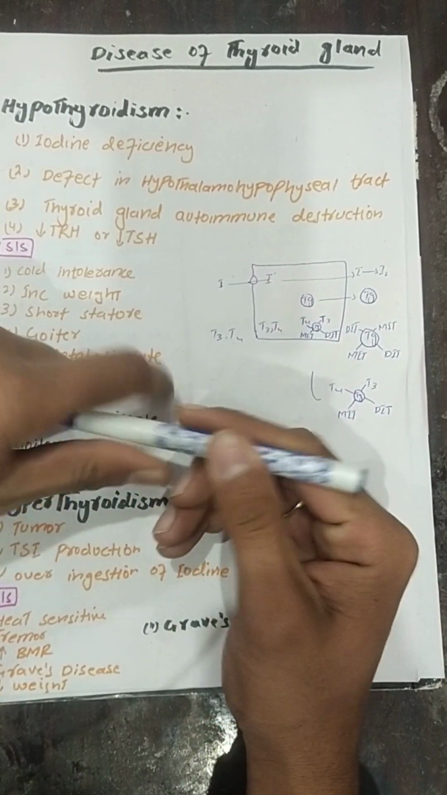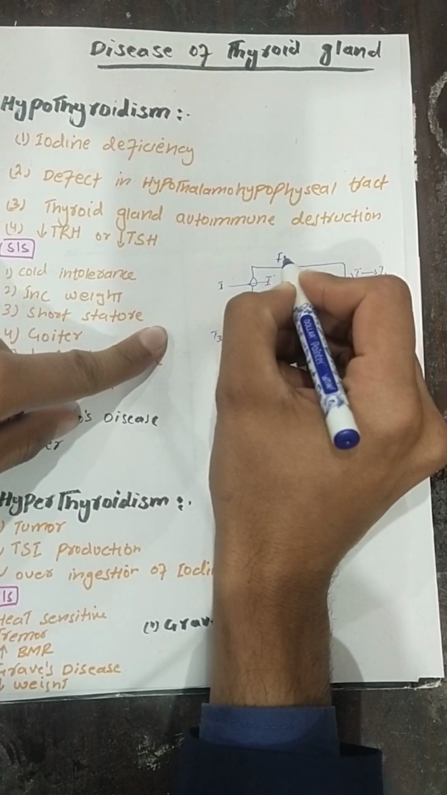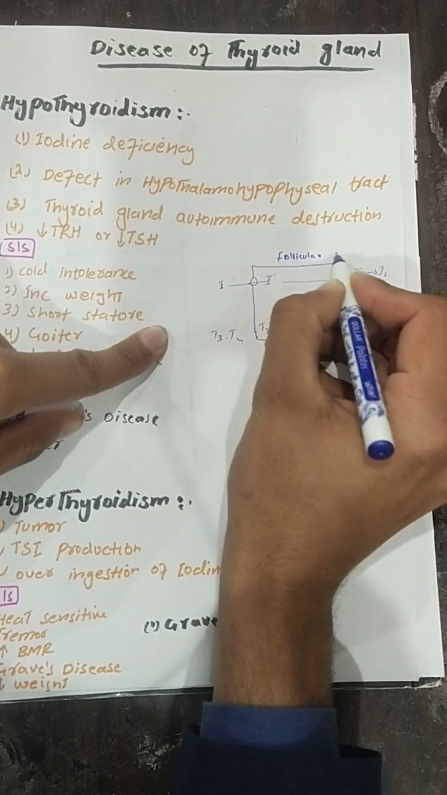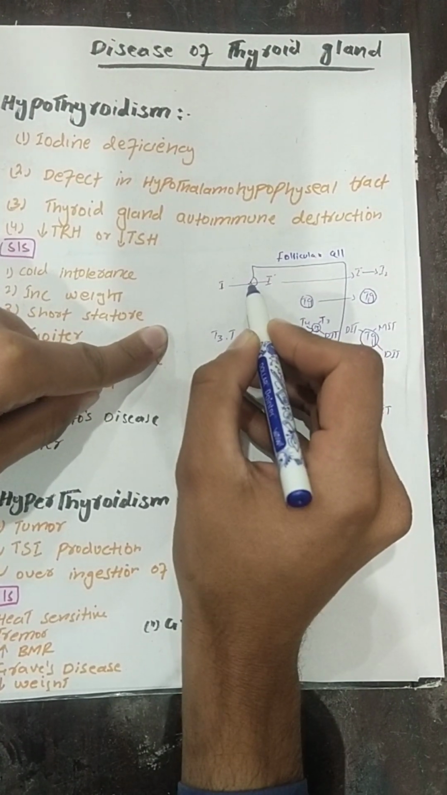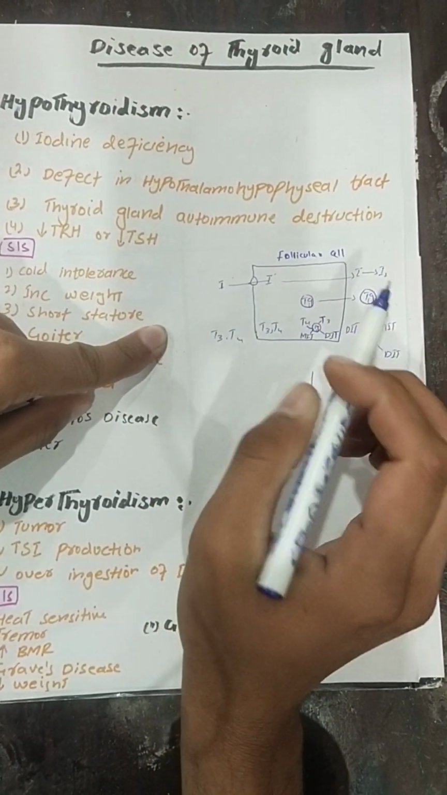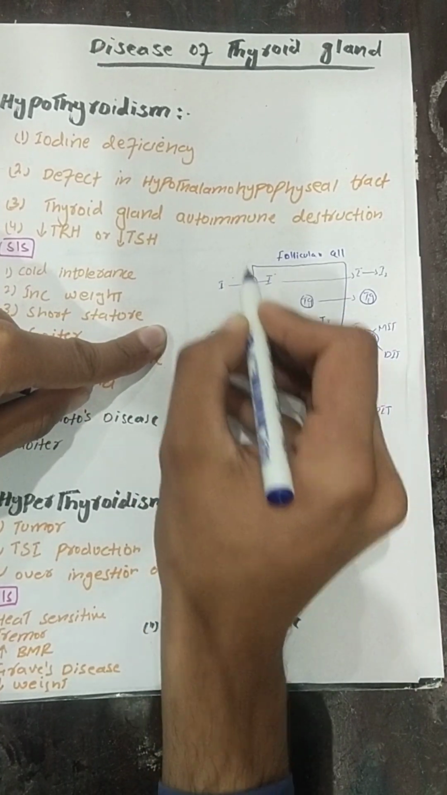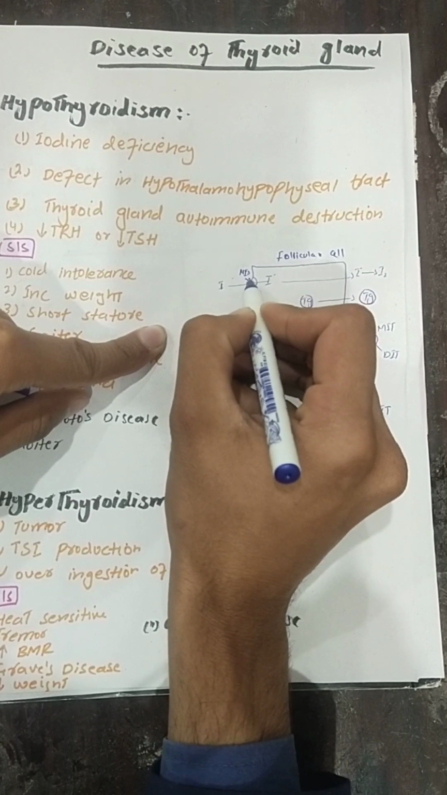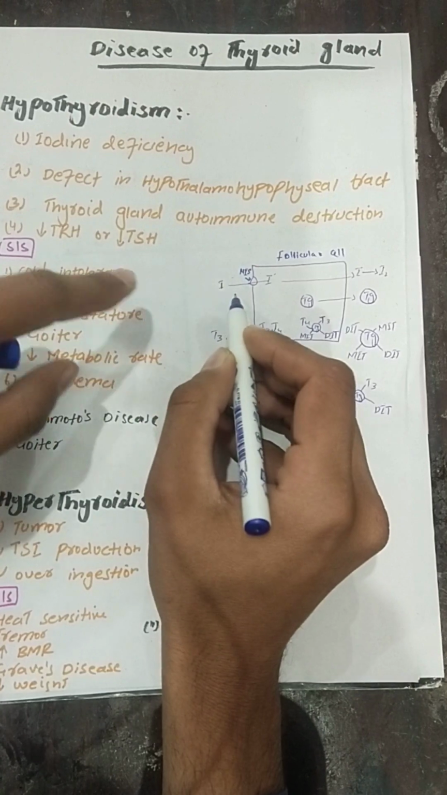So first of all, this is a follicular cell in the thyroid gland. This follicular cell has two sides. This is the basolateral side, this is the luminal side. Iodine is first entrapped with the help of the sodium iodide symporter. This is the sodium iodide symporter, you can say sodium iodide channel.